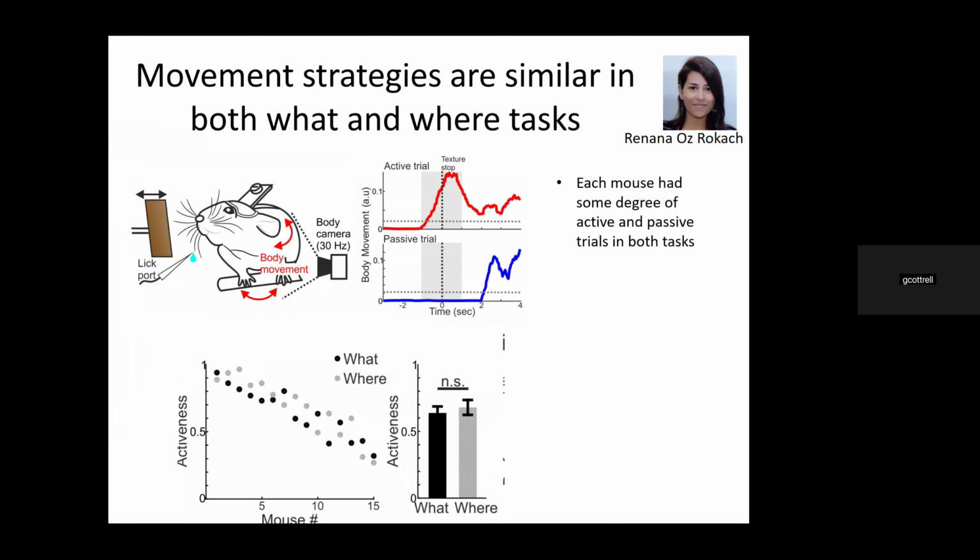And it turns out that different mice use different strategies, and to different extents. Here we are just looking at how much the mouse moves in the sensation period. Some are active, some are passive, some in the middle. What we want to know is that, at least between the what and where tasks when the mouse is performing, there is not much difference in strategies, insignificant at least.